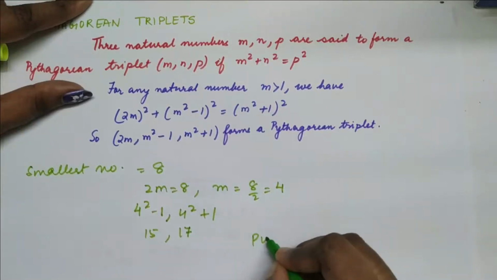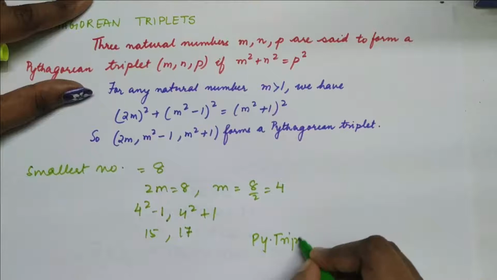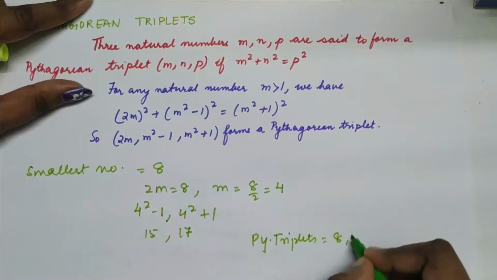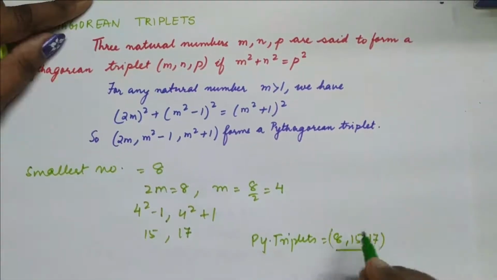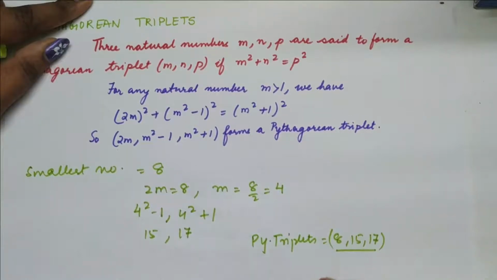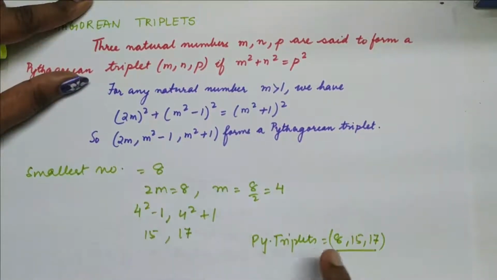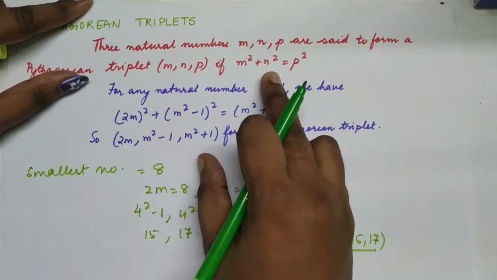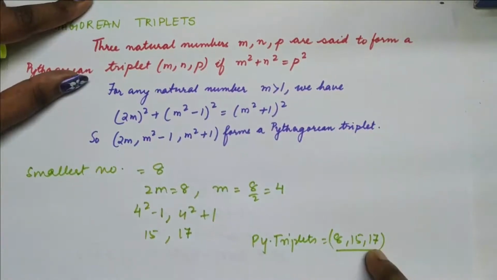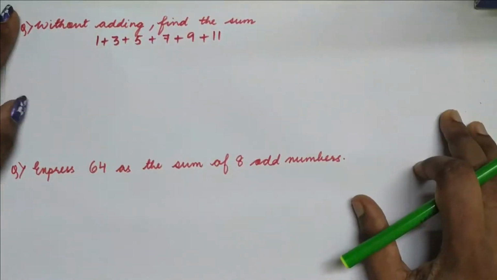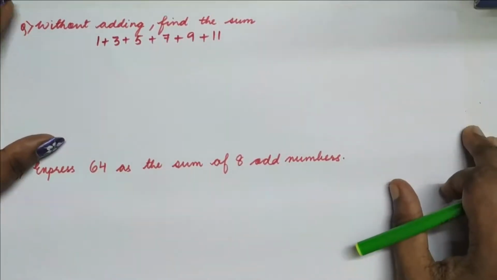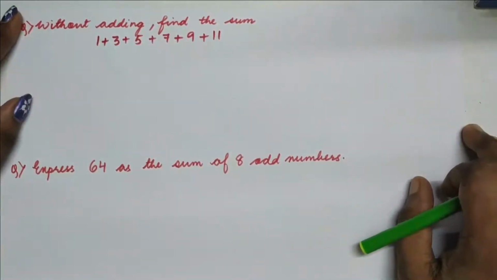So what are the Pythagorean triplets here? It is 8, 15 and 17. So this is a triplet in which if you do m square plus n square, you are going to get the p square, if I treat this as m, n and p. Now let us move to solving some questions so that you get the understanding of all these points that I just discussed with you.